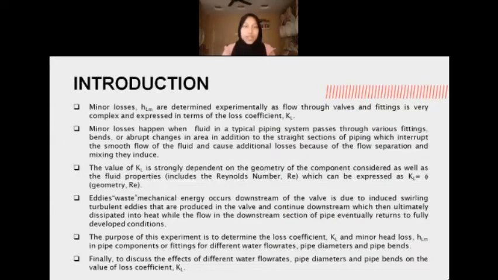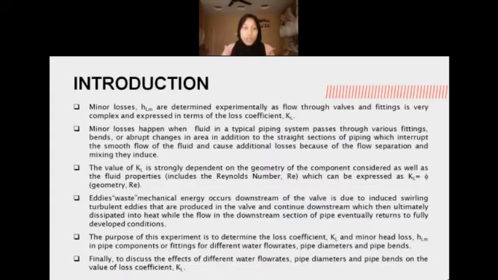So the introduction to this experiment, minor losses HLM are determined experimentally as flow through valves and fittings is very complex and expressed in terms of the loss coefficient KL. Minor losses happen when fluid in a typical piping system passes through various fittings, bends, or abrupt changes, the expansion and the constriction in addition to the straight sections of piping, which interrupt the smooth flow of the fluid and cause additional losses because of the flow separation and mixing they induce.